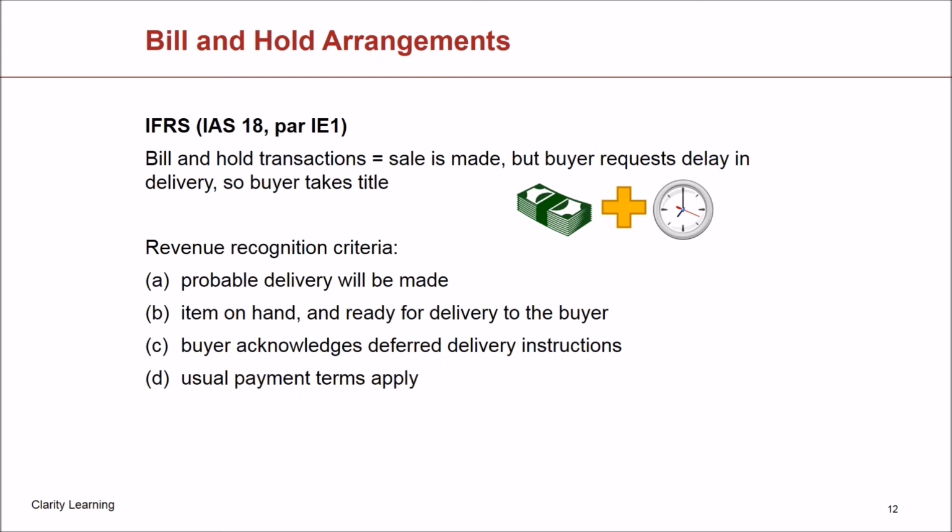on the CFE. So the 4 revenue recognition criteria for bill and hold arrangements specifically are: A, that probable delivery will be made, and probable means greater than 50%; B, that the item is on hand and ready to be delivered, that's important; C, that the buyer acknowledges the deferred delivery instructions, generally written down, for example, a signature on a contract; and D, that the usual payment terms apply.